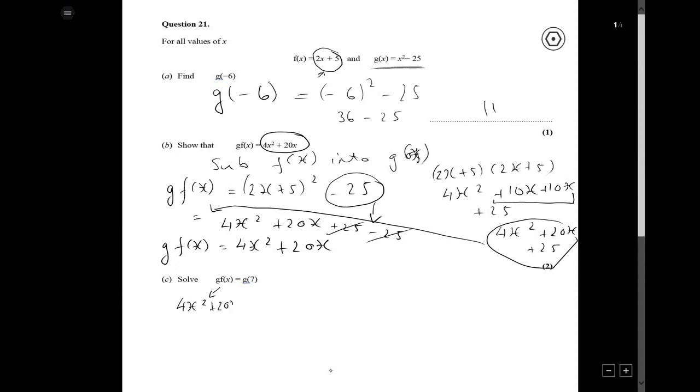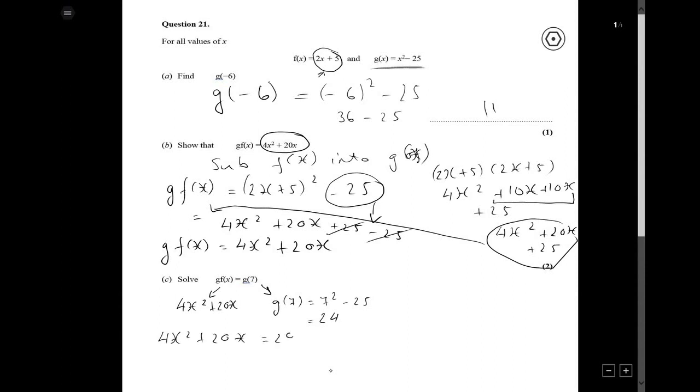And for g of 7, I basically have to substitute 7 into the function of g. So g of 7 is equal to 7 squared minus 25. So that's 49 minus 25, which is 24. Okay, so now I can make these equal to each other. So I can say 4x squared plus 20x equals 24.